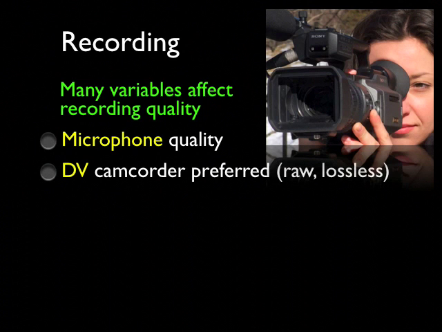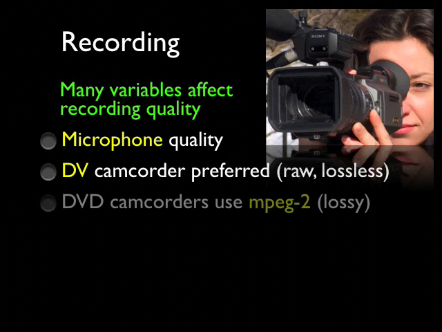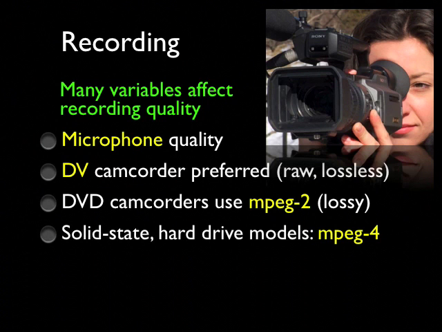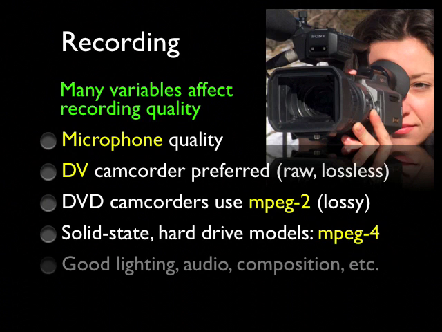For your camcorder, it's preferred to use a DV tape or mini DV tape, which is a raw or lossless format. DVD camcorders, in contrast, use the MPEG-2 codec, which is a lossy format, meaning much of the information of the video image is thrown away and is not available then for post-processing editing. The solid-state hard drive camcorder models are a little newer. They typically use the MPEG-4 codec.